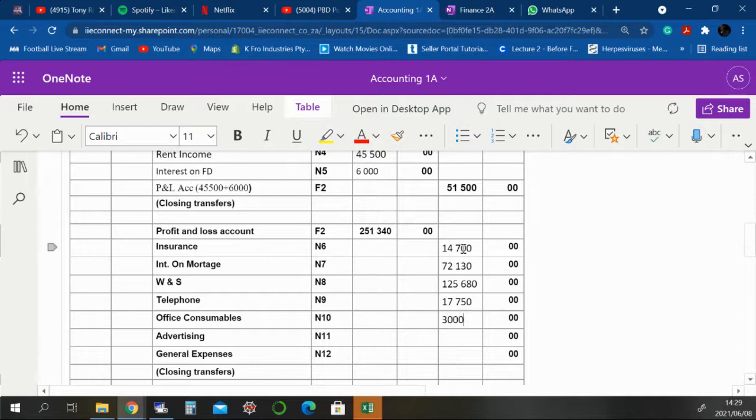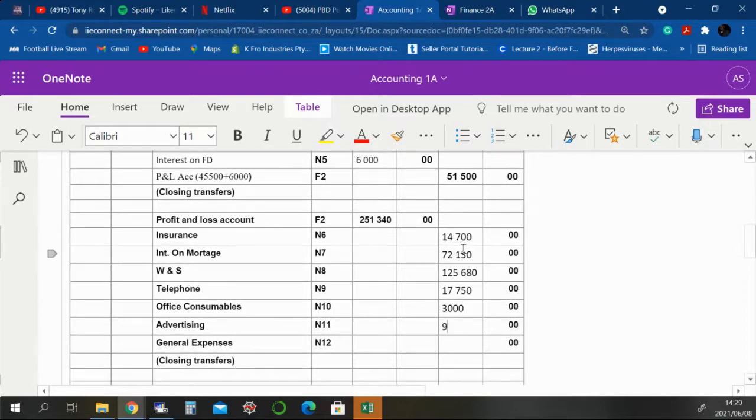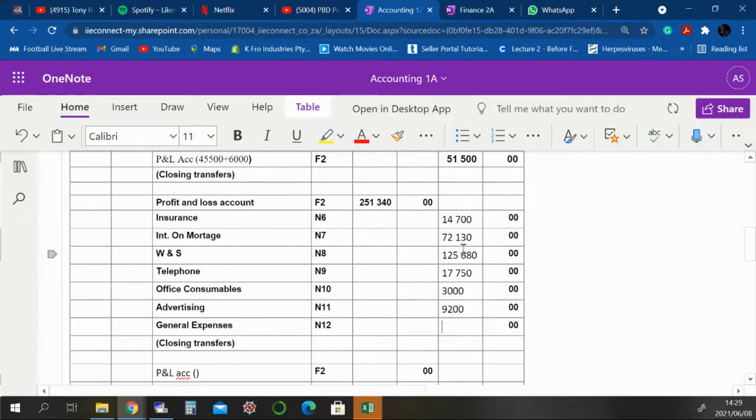Advertising 9,200. And then general expenses is 8,880. There we go. All right, so there you can see.